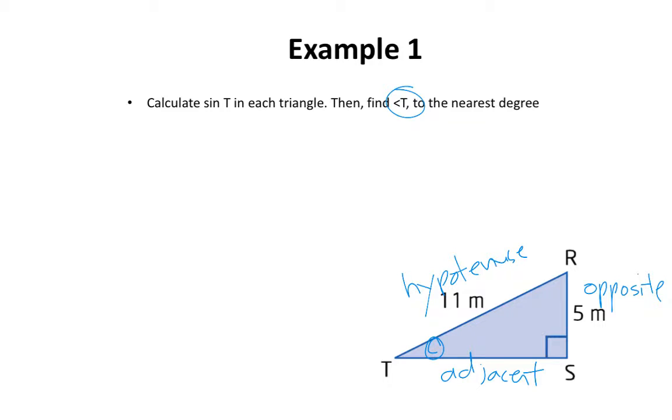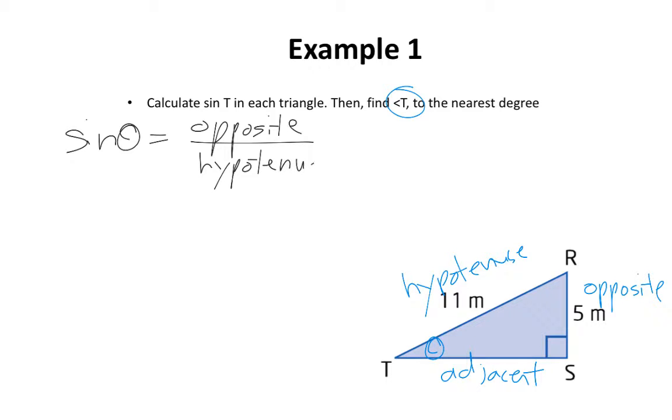Now that we've labeled our diagram, we can start with our equation, our ratio, which is sine theta is equal to opposite over hypotenuse. At this point, we can substitute in our known values. I know that the opposite side is 5 meters, and I know that the hypotenuse is 11 meters.